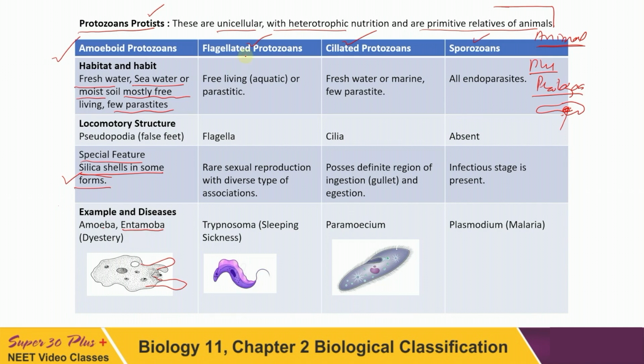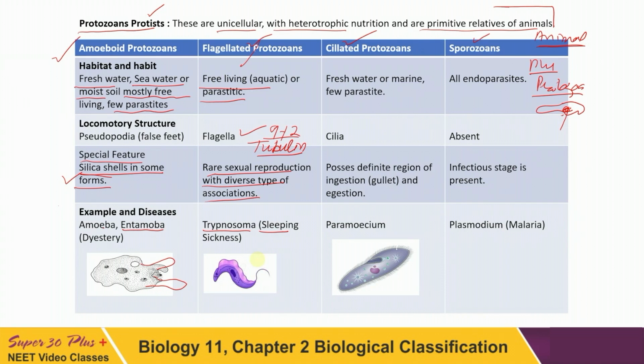Flagellated forms, as the name indicates, the movement, that is locomotion, is by flagella. The flagella will definitely be 9 plus 2 and made of the protein tubulin. Free-living, or they may be parasites. Sexual reproduction is rare and they have diverse types of associations. They may be commensals, they may be symbiotic. A very important parasite is Trypanosoma, we have to underline it. This is the diagram of Trypanosoma. It causes sleeping sickness in humans.